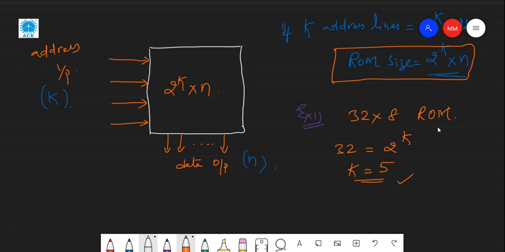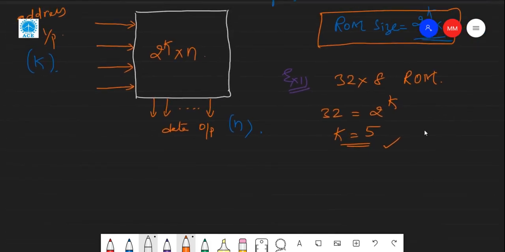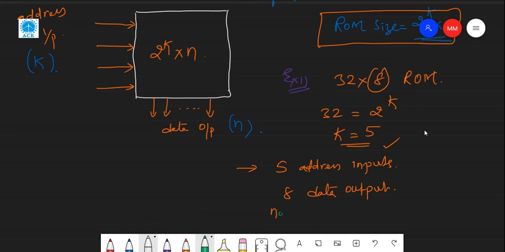Therefore, 5 address inputs, and 8 data outputs. And the number of bits is equal to 2 to the power of k into n. 32 into 8, which is nothing but 256 bits.